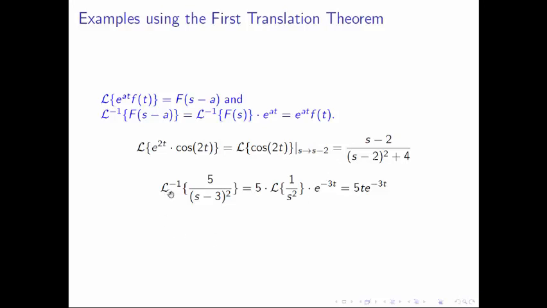For the inverse, I recognize this is 5 over something squared, kind of like 5 over s squared. So here I've factored out a 5, written the Laplace transform of 1 over s squared. And because that was in terms of s minus 3, I've multiplied by e to the negative 3t to represent that translation. So my final solution would be 5t e to the negative 3t.